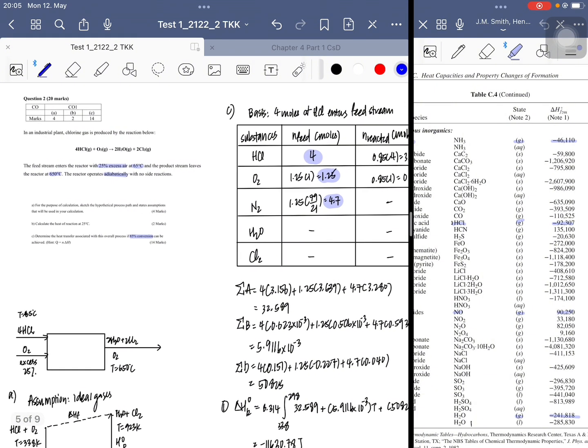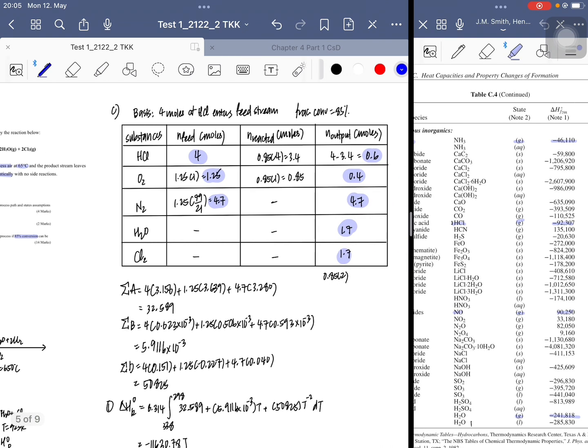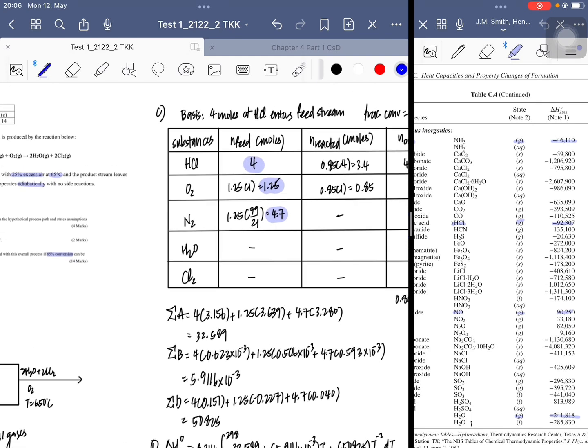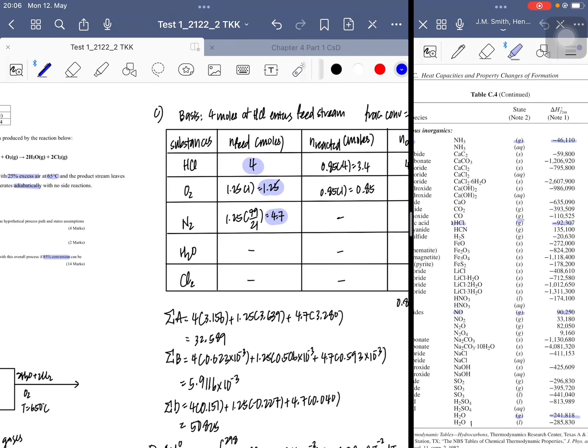Well, by logic, there is no H2O and Cl2 in feed. Okay, so now N reacted. As I said earlier, N reacted has correlation with the fractional conversion, which means that there is 85% fractional conversion, which basically means 85% of reactants are converted into the product. So 0.85 times 4, you get 3.4. 3.4 moles are reacted.